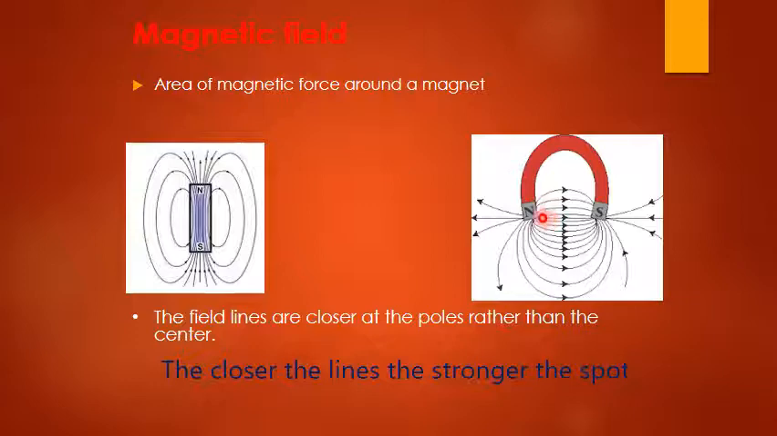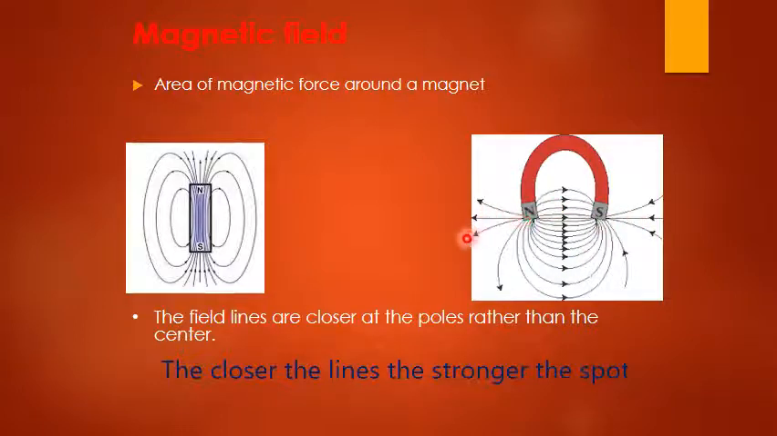It always gets out of the north. The magnetic field, or the magnetic force, always gets out of the north pole and gets into the south pole. So it always gets out of the north pole and gets into the south pole from any direction.